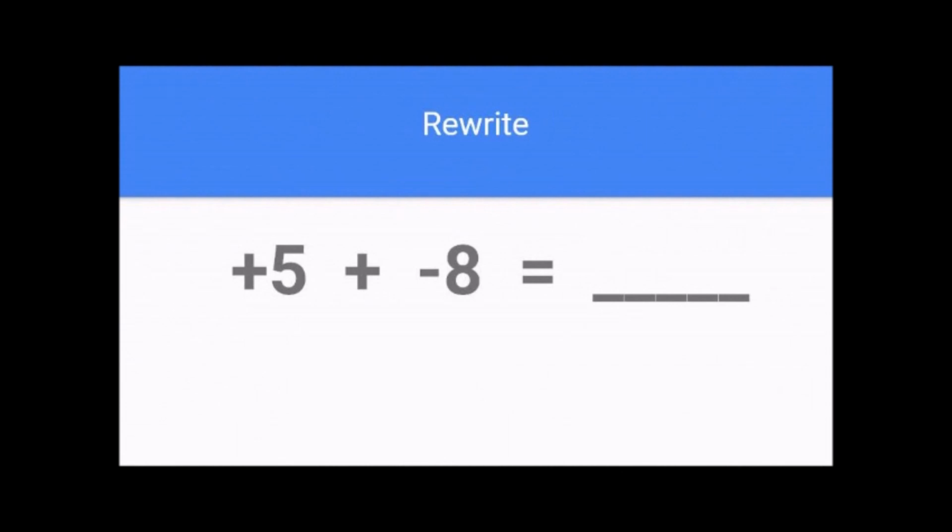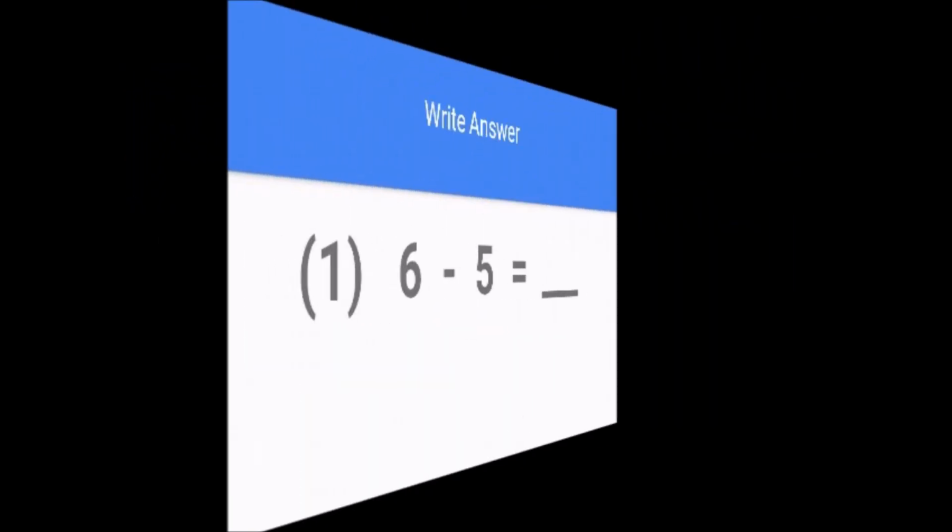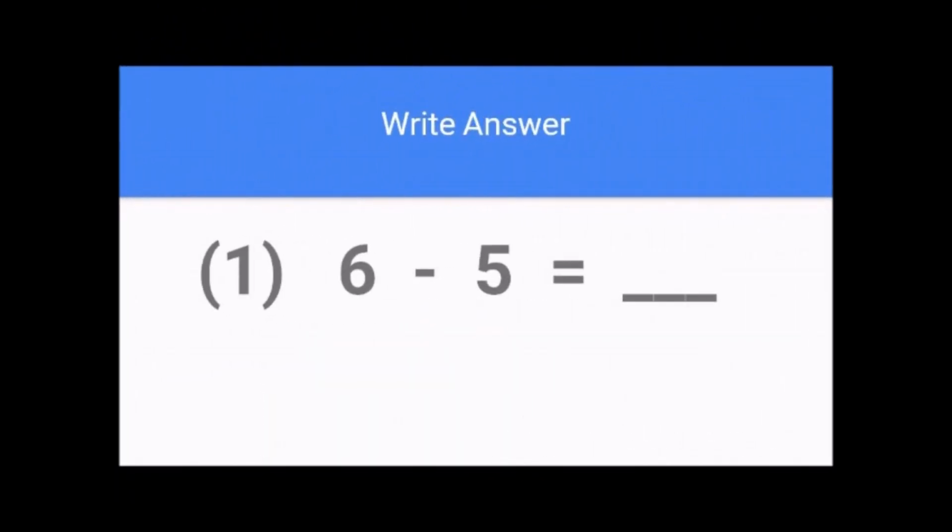Now, you can rewrite this one. Positive 5 plus negative 8. So we don't want the positive and the negative. Just put one sign in there. Positive 5 plus negative 8. Don't put the answer. Just rewrite it with one sign between the numbers. Okay, now, once you've done that, let's move on to these.